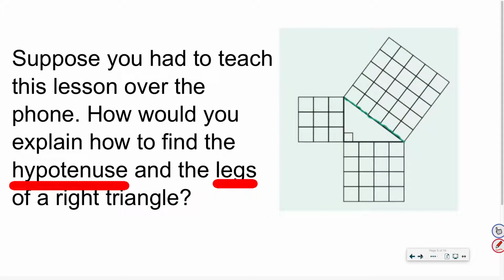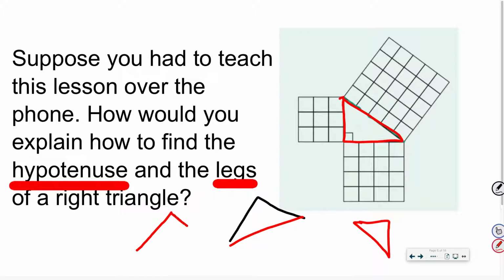So if you had to explain this to somebody over the phone, how would you explain how to locate the legs and the hypotenuse? If I'm looking at a right triangle, it's not always going to be like this shape. Maybe sometimes it's going to look like this, maybe sometimes like this, maybe sometimes like this. How would you explain how to find it?